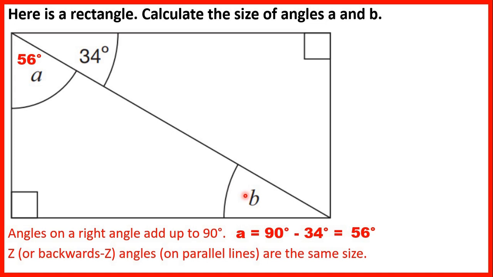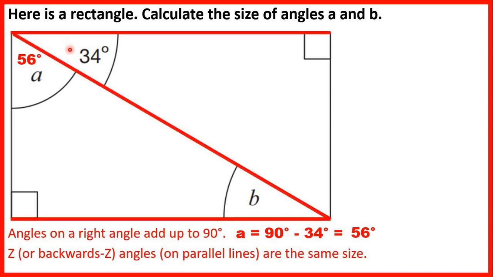Now, to find angle B, we can remember that Z or backward Z angles on parallel lines are the same size. So because we know that this angle here is 34 degrees, angle B will be 34 degrees as well. So parallel lines, remember, are like train tracks. If we extended them, they would go on forever. And if we have parallel lines and a line crossing them, then we will have angles that are the same.